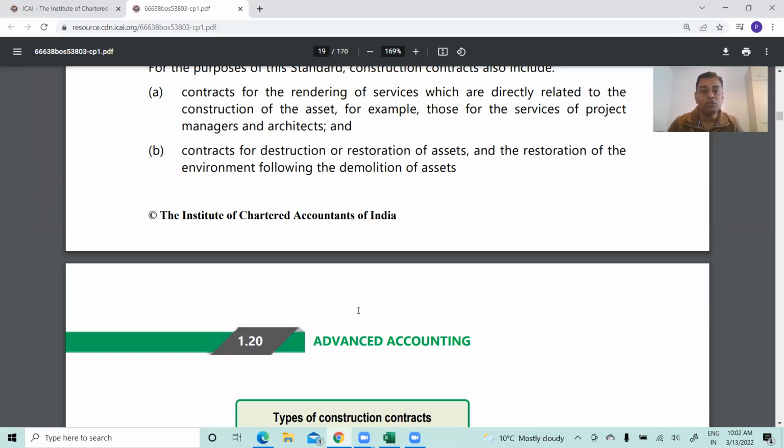Excellent. So, if it is my own building, I have to apply AS10, right? Correct. But if I am constructing a building as a contractor for someone else, then AS7 is applicable to me. So AS7 is basically about revenue recognition.